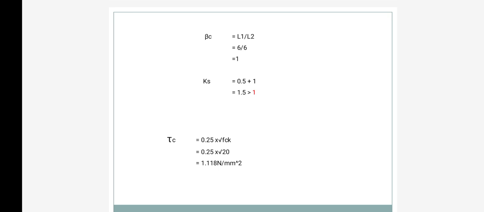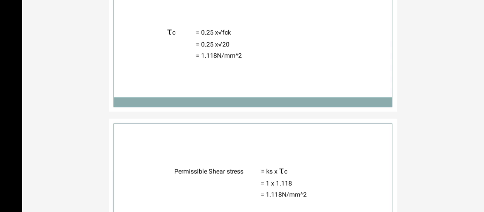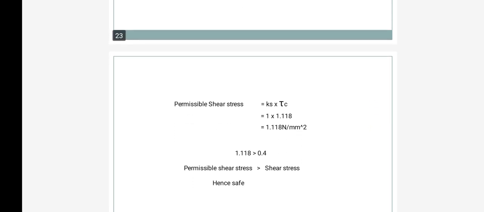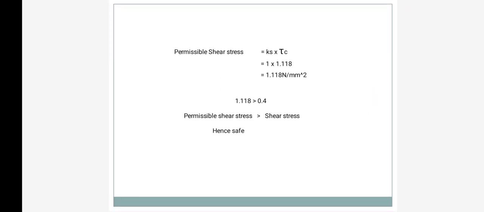Then Ks is equal to 0.5 plus 1. Then tau c formula is 0.25 into root fck. So 0.25 into root of concrete grade 20, therefore 1.118 Newton per mm square. Then permissible shear stress is Ks into tau c. Ks value 1 and tau c value 1.118. Therefore permissible shear stress value is 1.118 Newton per mm square. Check the permissible shear stress against the shear stress. So hence it is safe.